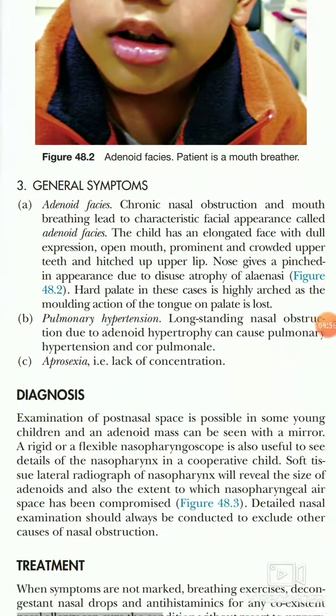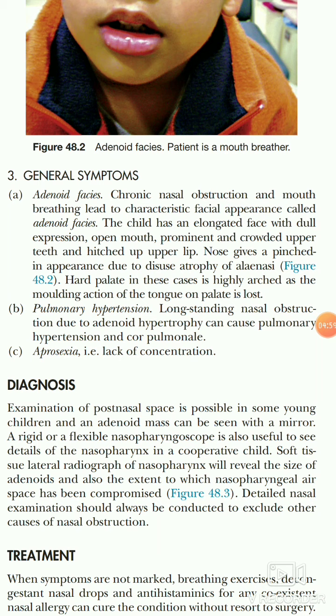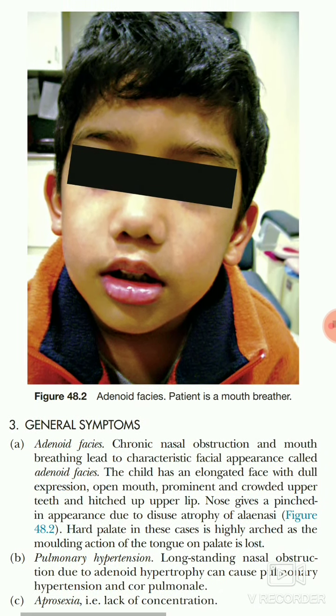General symptoms. Adenoid facies. Chronic nasal obstruction and mouth breathing lead to characteristic facial appearance called adenoid facies. The child has an elongated face with a dull expression, open mouth, prominent and crowded upper teeth, and hitched up upper lip. Nose gives a pinched in appearance due to disuse atrophy of alae nasi. Figure 48.2. Adenoid facies. Patient is a mouth breather.